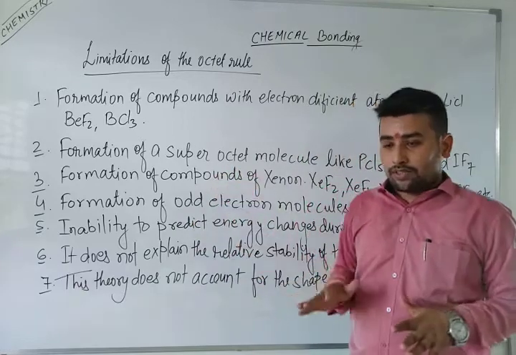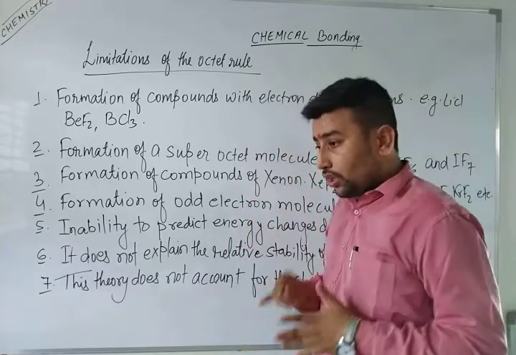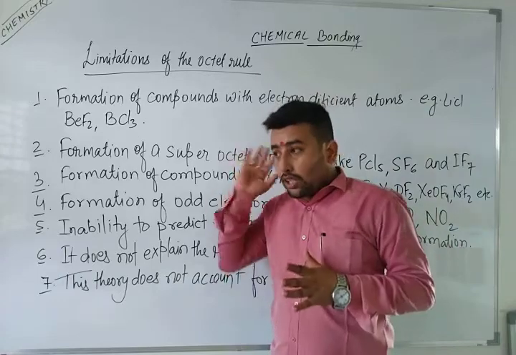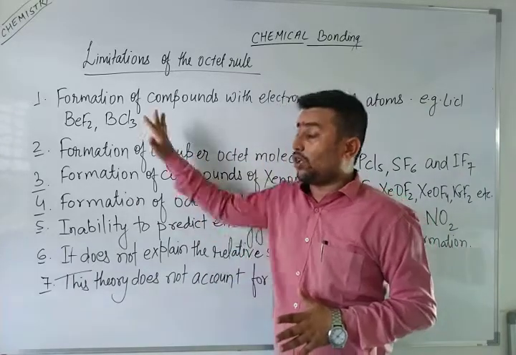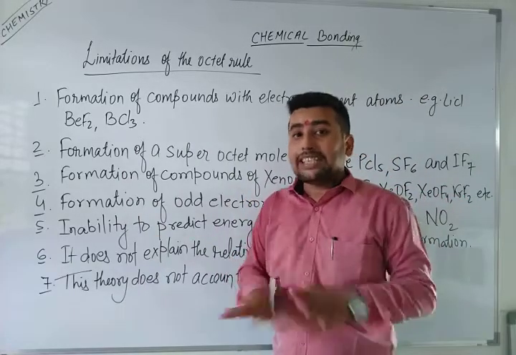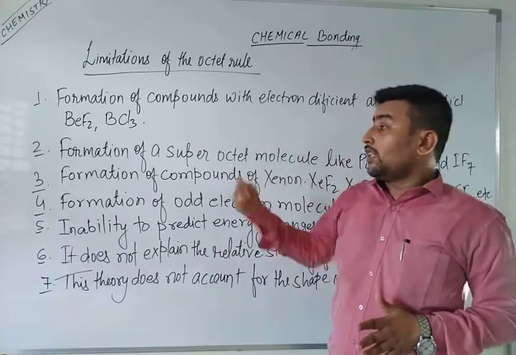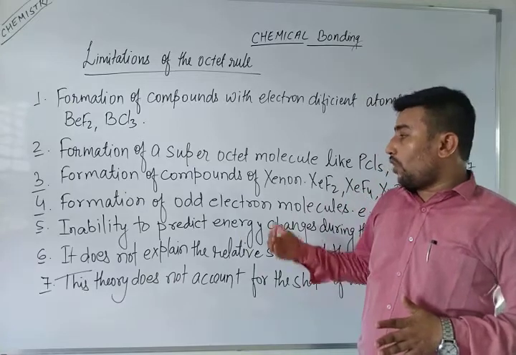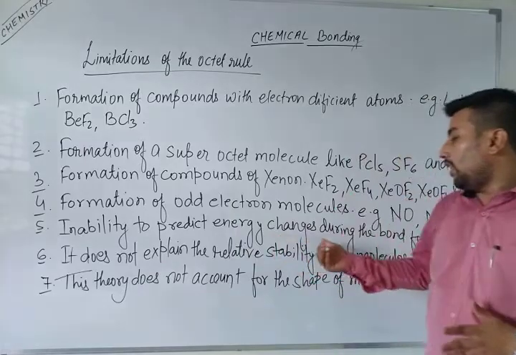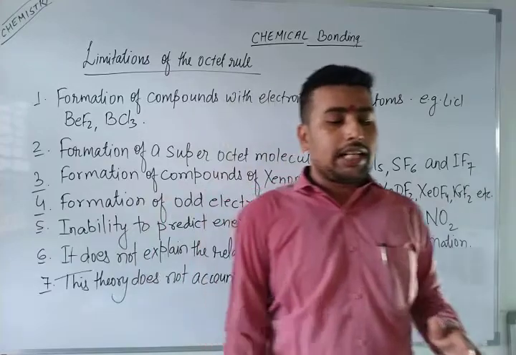Whatever we have just learned in this video, don't forget to make notes. Whenever you are making notes, just rewind the video, listen to what I have said and write all those words, because I have explained all the 7 points. Don't just take a screenshot and copy it. I have explained the formation of compounds of electron deficient atoms, superoctet, formation of odd electron molecules, formation of compounds of xenon and krypton, and inability to predict the changes during bond formation. Try to understand and write all those things.